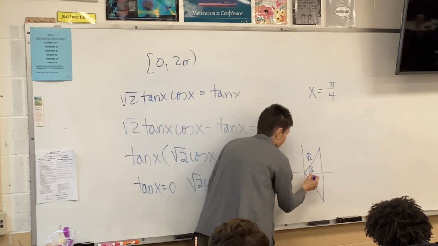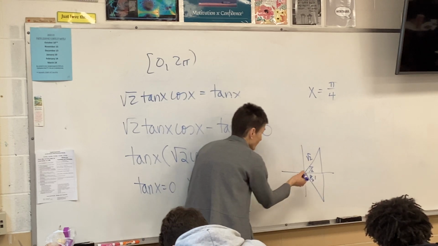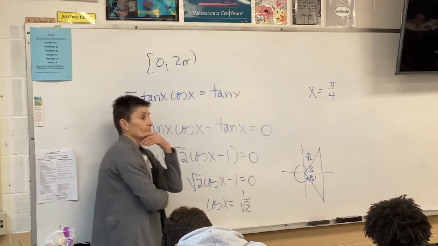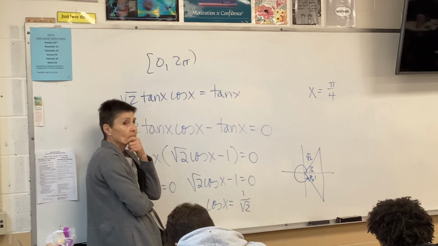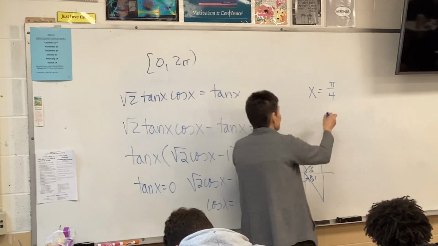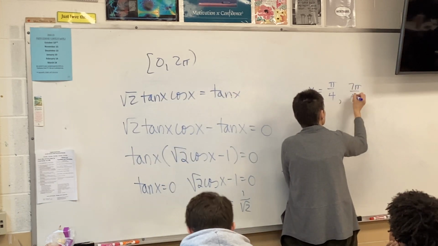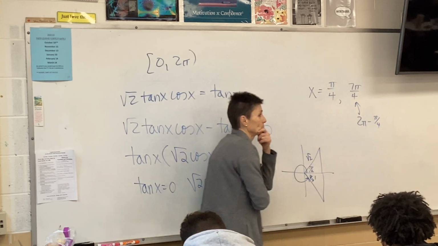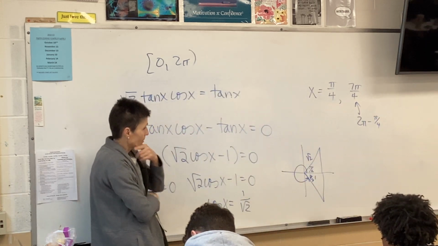So that means this angle is also pi over 4, which means the big blue angle, 7 pi over 4, I heard someone say. How did we get 7 pi over 4? 2 pi minus pi over 4. Perfect.